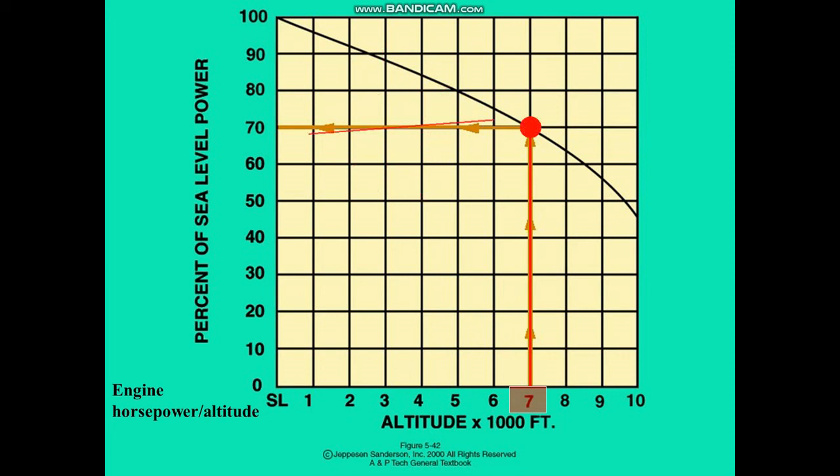Now you make a horizontal line until you arrive at the percent of sea level power. Now you will find that you have 70. This is the percent of the power when the aircraft is at 7,000 feet. And this illustrates how to find the engine horsepower per altitude.